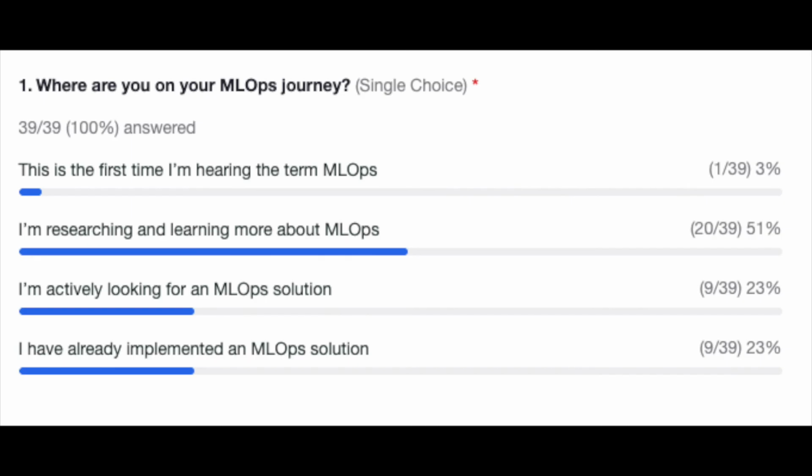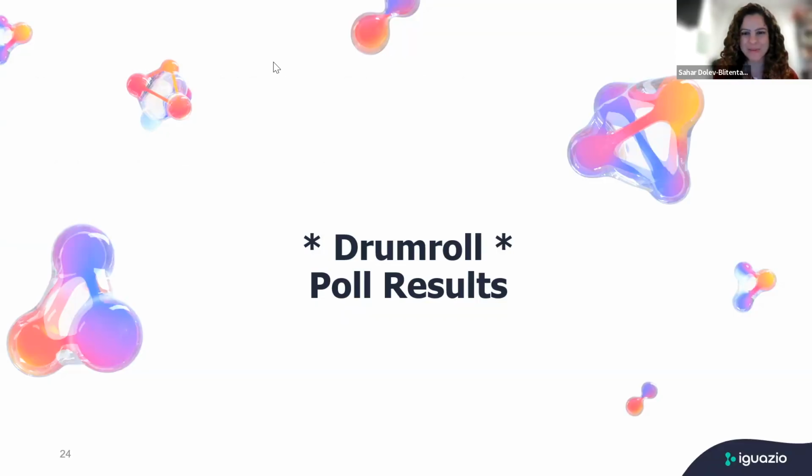The first question was, where are you on your MLOps journey? And you can see that most of the attendees are researching and learning more about MLOps, more than 50%. 23% are actively looking for an MLOps solution. 23% have already implemented an MLOps solution, lucky you. And 3% are hearing about MLOps for the first time. And it's interesting to see, as we do more and more of these webinars, this number goes down. MLOps is really becoming a term that's quite familiar, and that's great. And those of you who are just learning about it, you came to the right place, and we're happy that you're here.